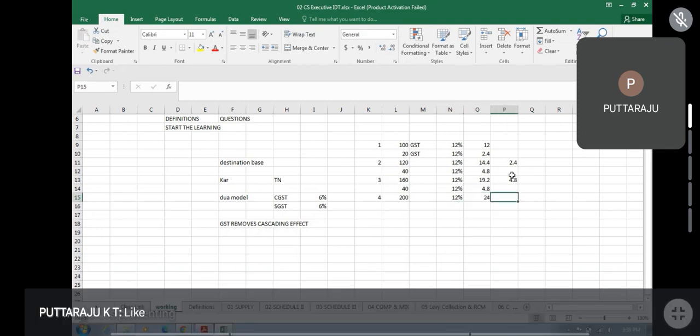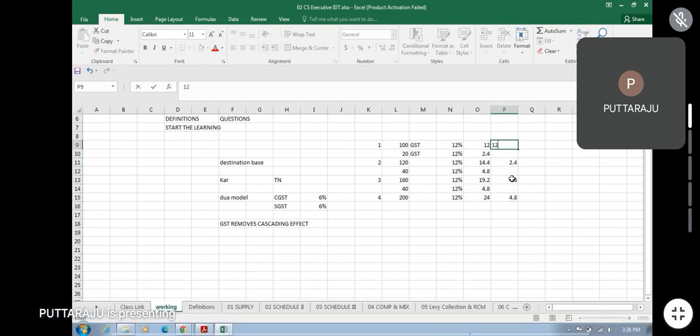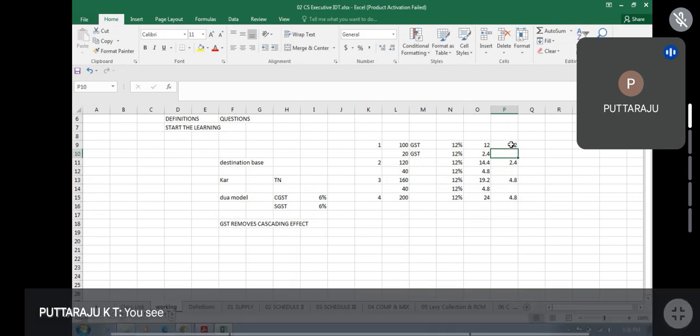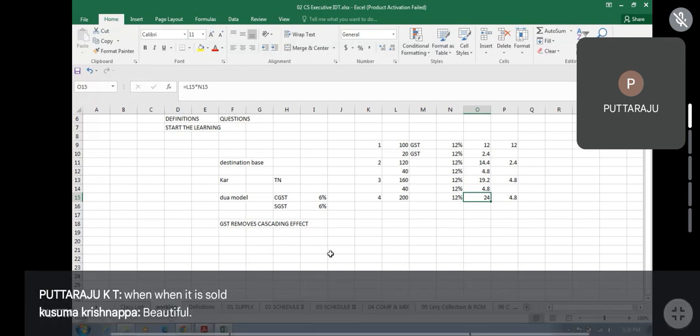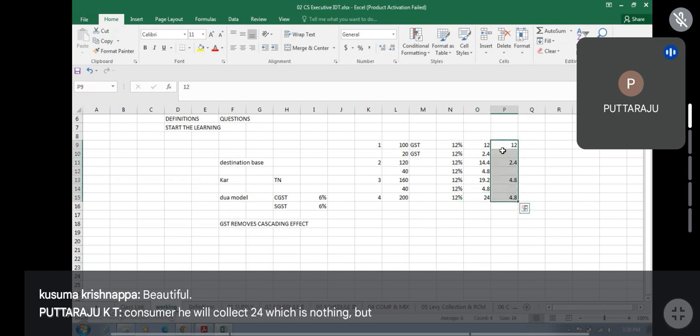Like this. If you see, total GST is how much? 24 rupees. Okay. How much is the last person collecting as GST? When it is sold to the ultimate consumer, he will collect 24, which is nothing but all this.